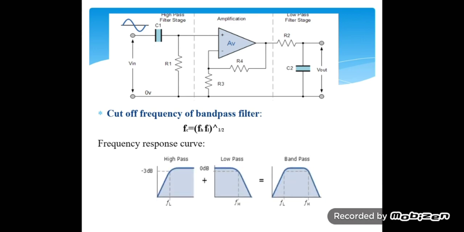So based on our understanding, we are plotting the frequency response curve of the band pass filter. As I already mentioned, this is the characteristic of the high pass filter, and this is the characteristic curve of the low pass filter. On combining these two, we get the characteristic curve of the band pass filter. So this is the frequency response curve of the band pass filter, right?